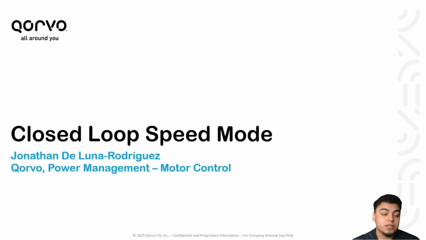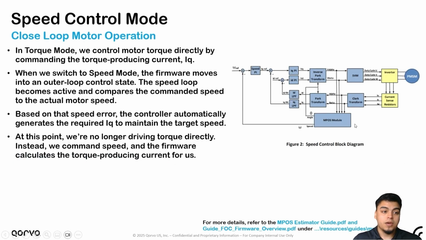In speed mode, you command a target speed, and the controller automatically generates whatever torque current is needed to reach and hold that speed. In other words, the speed loop sits on top of the torque loop. In torque mode you directly commanded the IQ. However, in speed mode you are commanding the speed, and the firmware uses a speed PI controller to compute the IQ reference.